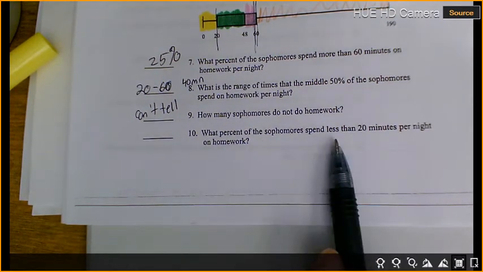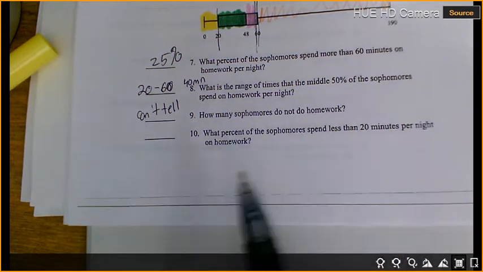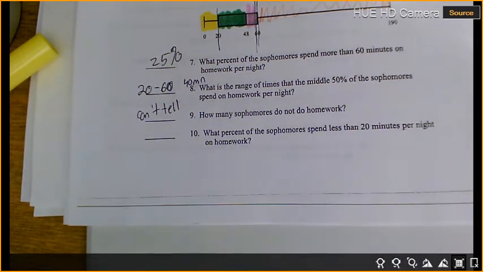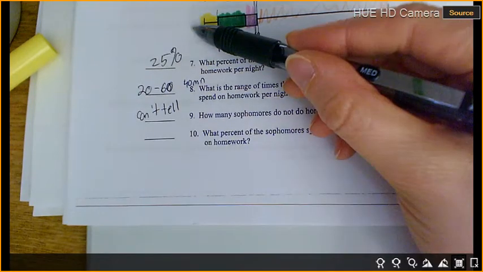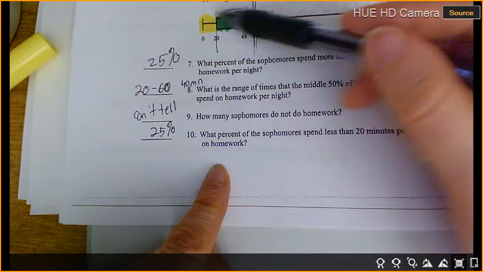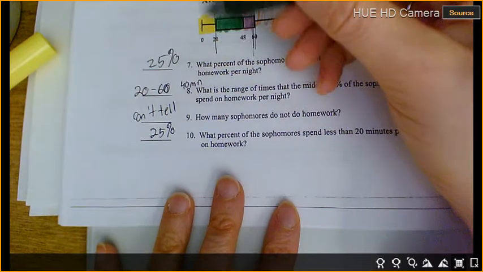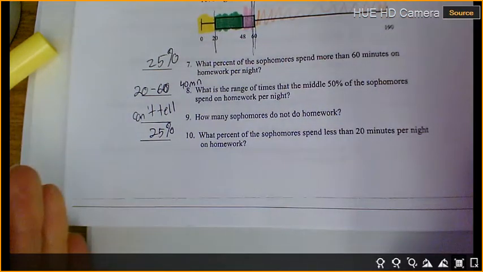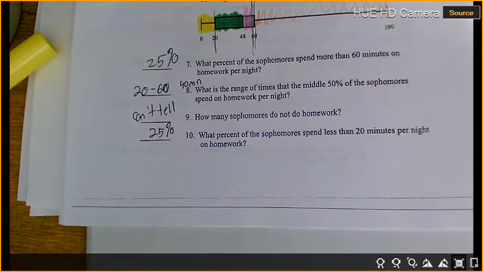What percent of sophomores spend less than 20 minutes per night on homework? 20 minutes or less. 25%. If it asked us the number of kids that did it, you couldn't tell because we don't know how big the population of the sophomores is. But because it says 20 or less, we know it can fit right there. We don't know how much percentage is under 0. Does that make sense? Okay. It's a little bit weird.